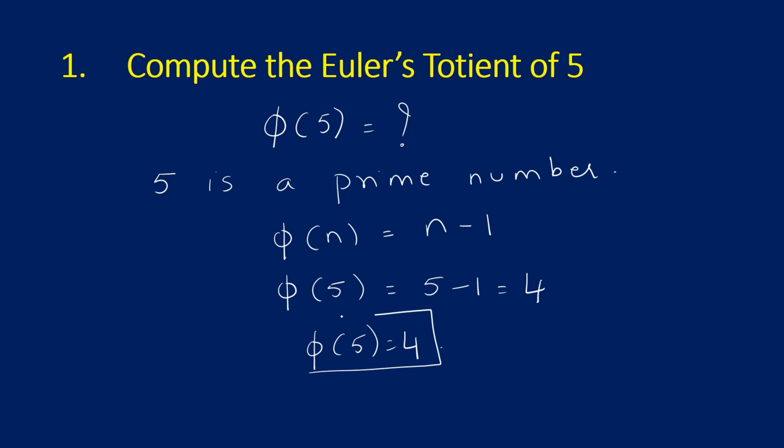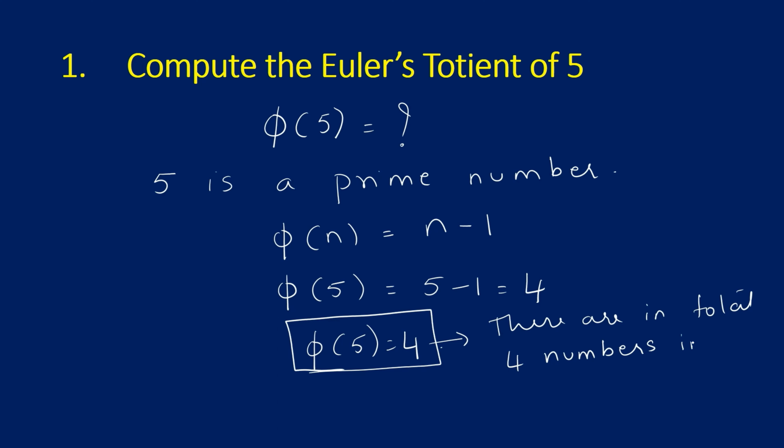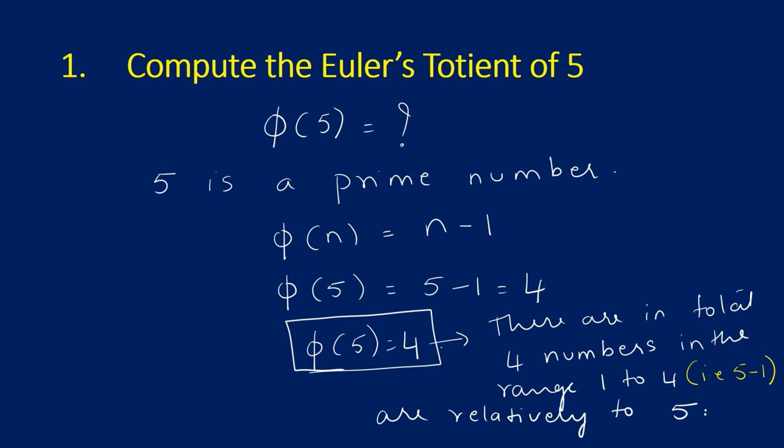And what is the meaning of this answer? The meaning of the answer is there are in total 4 numbers in the range 1 to 4. Why 4? Because the last number into consideration is always n minus 1. These are relatively prime to 5. So this is the information that is provided by Euler's quotient.